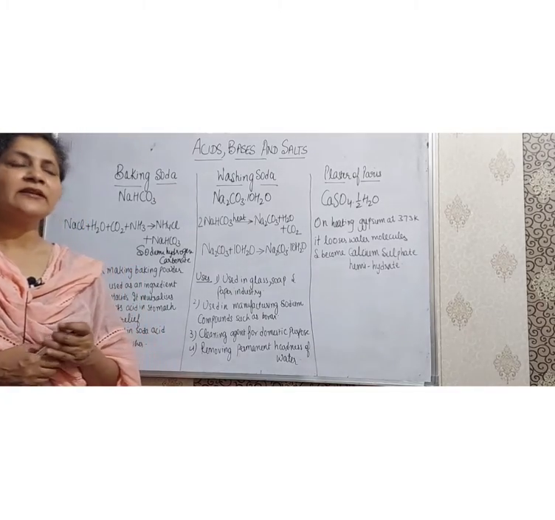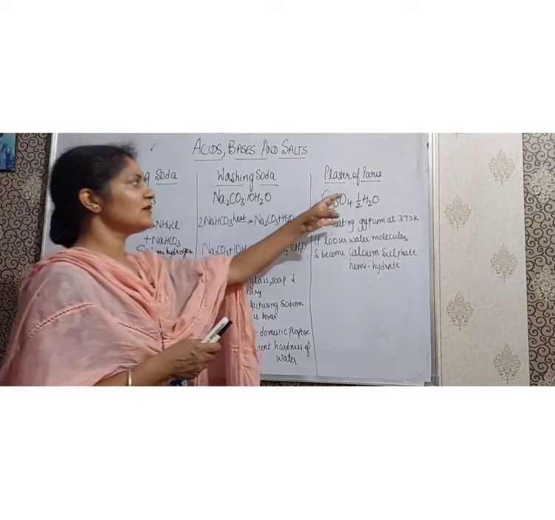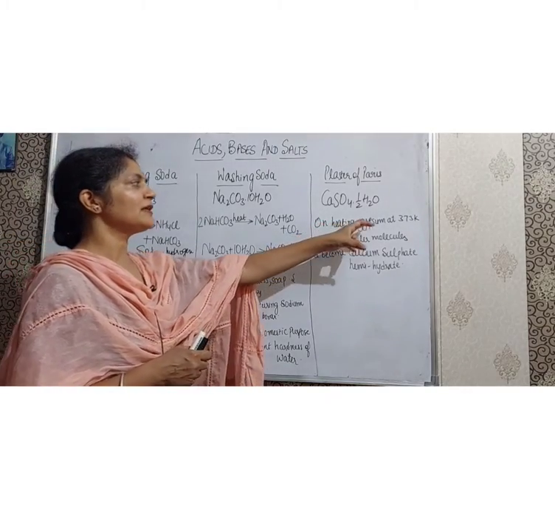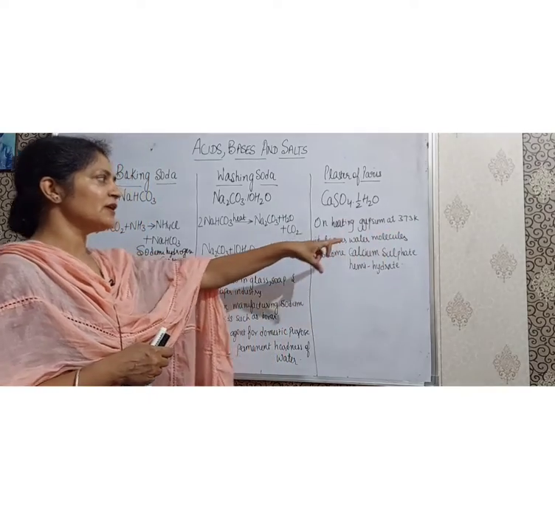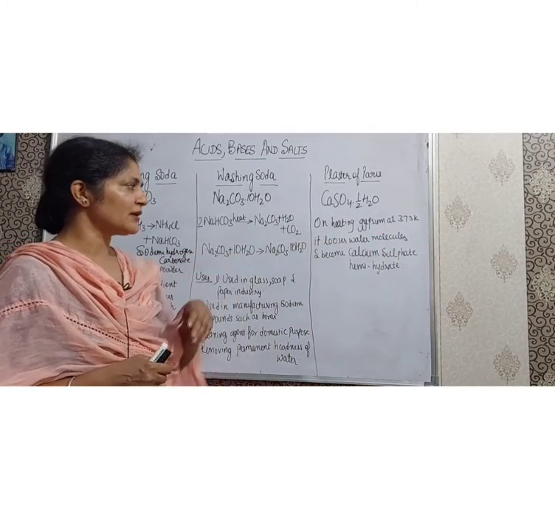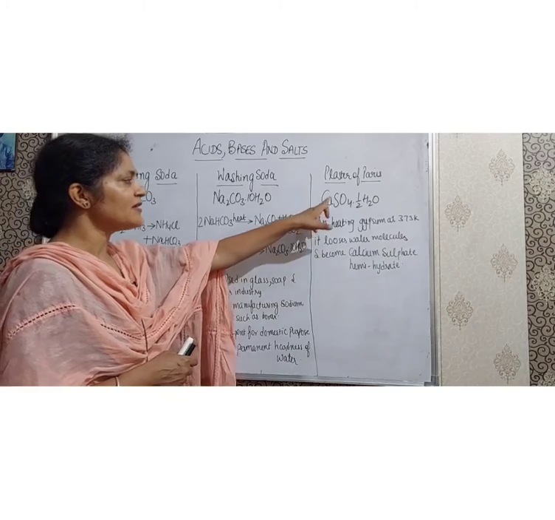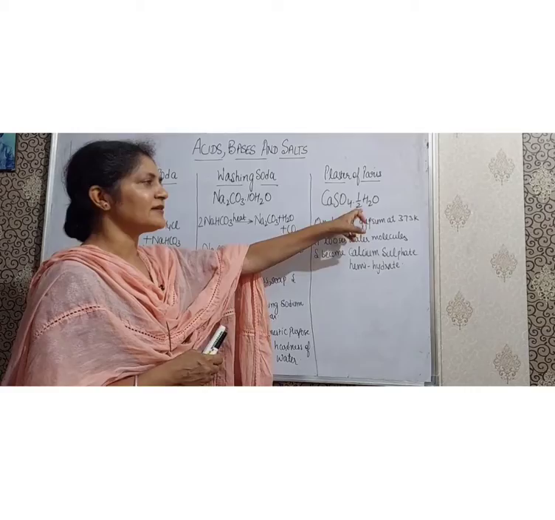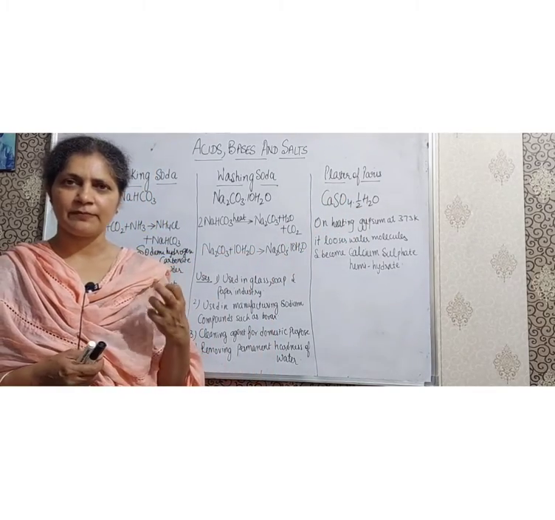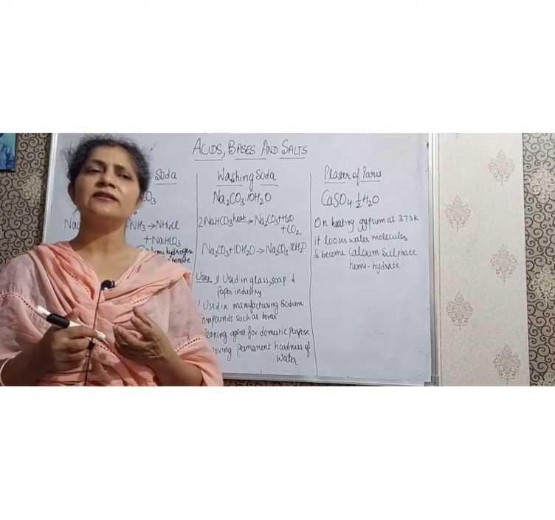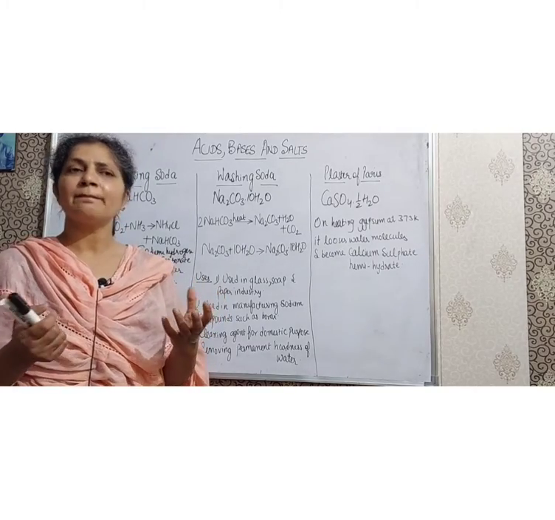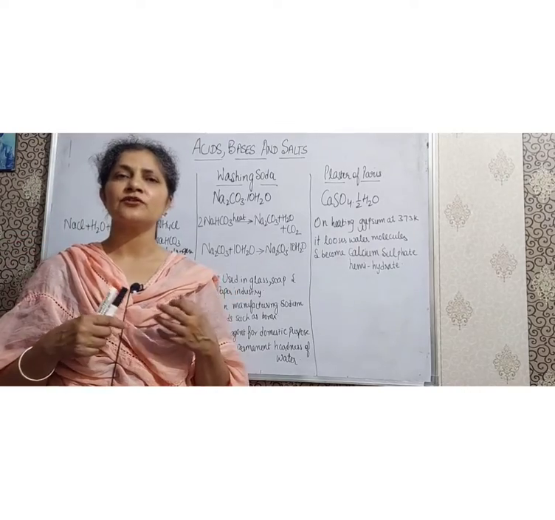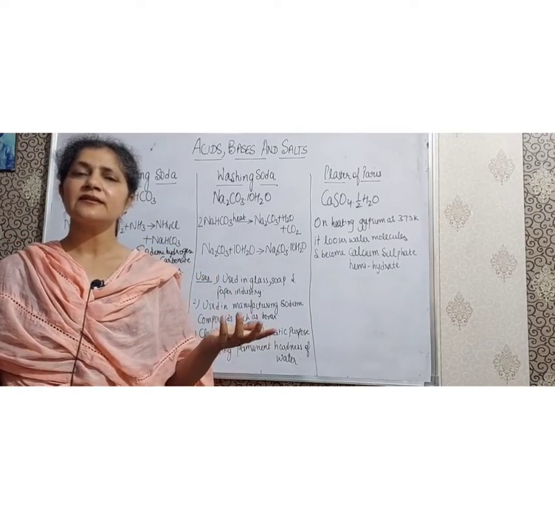Now next we have the plaster of Paris. Last is the plaster of Paris. When we heat gypsum at 373 Kelvin, it loses water molecules and becomes calcium sulfate hemihydrate. Calcium sulfate hemihydrate is the chemical name of the plaster of Paris, which is used by doctors for applying plaster to fractured bones. It is also used for making toys and making surfaces smooth.